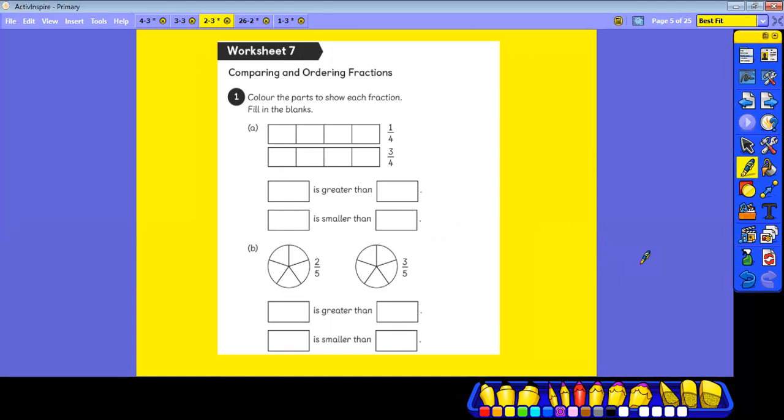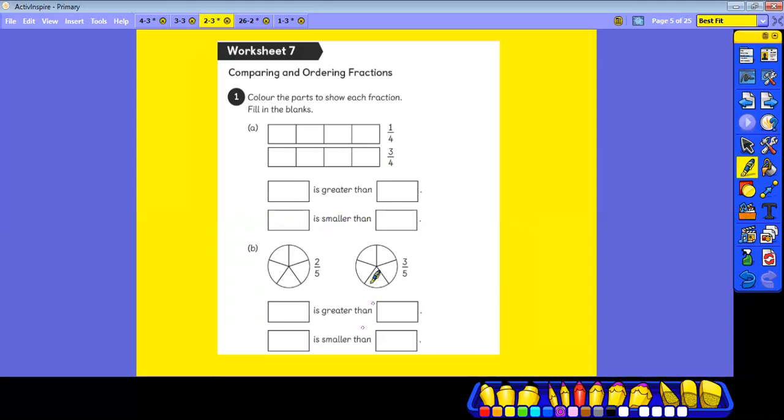Question 1. Colouring pencils again. Colour the parts to show each fraction. Fill in the blanks. So you've got to colour in a fraction of 1/4 here. You've got 4 equal parts, so you're colouring in one of them. Here you've got to colour in 3/4. You've got, again, 4 equal parts, so you need to colour in 3 of them. And then you need to fill in the blanks here using these fractions. So you've got to use 1/4 and 3/4 here and here to make this sentence make sense. Something is greater than something. Something is smaller or less than something.